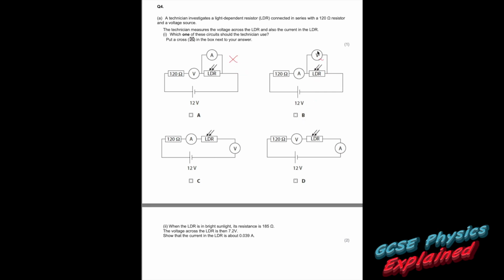B has got the voltmeter in the right place and the ammeter in the right place. So it looks like B is correct. We'll just check the other ones. Well, this is wrong because the voltmeter is in series, it should be in parallel. And this one's also wrong because the voltmeter, once again, is in series and it should be parallel. So the answer is definitely B.